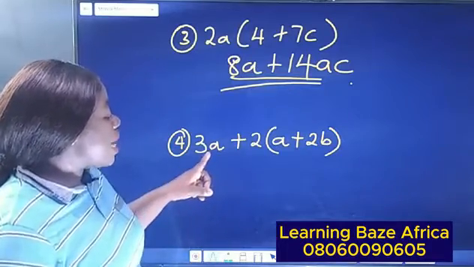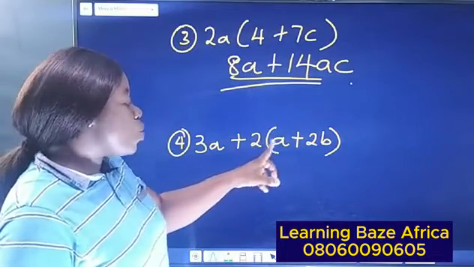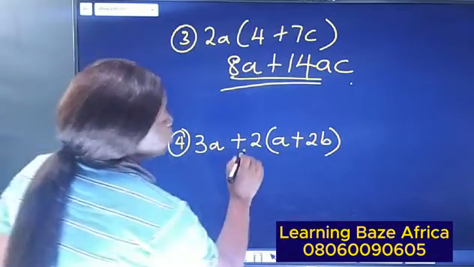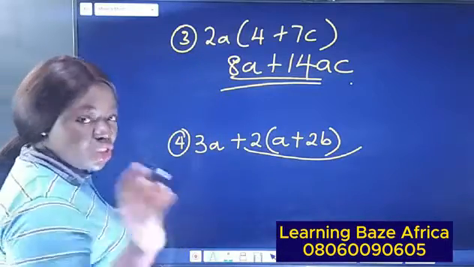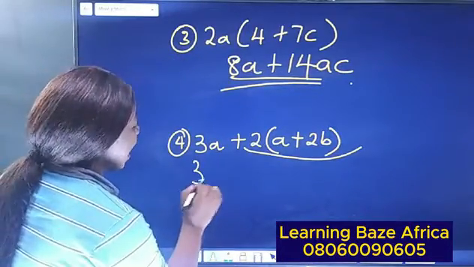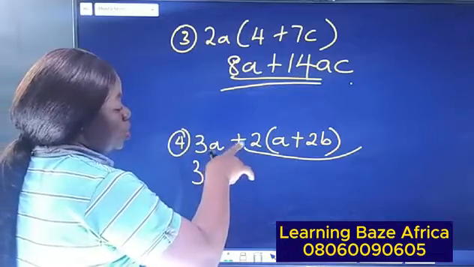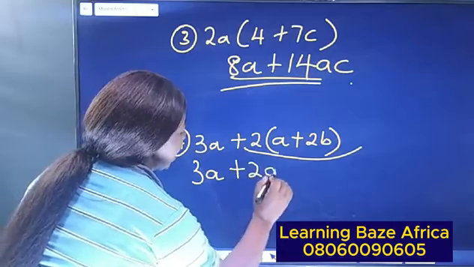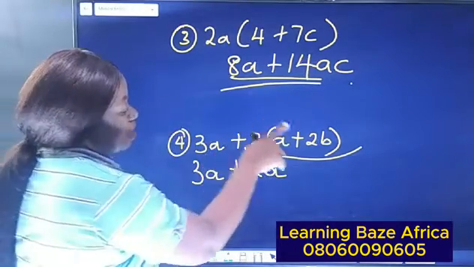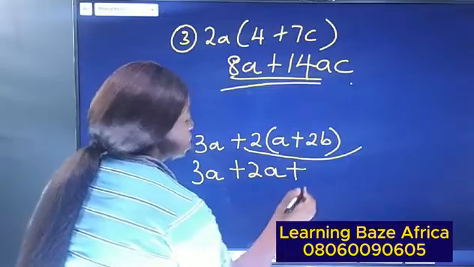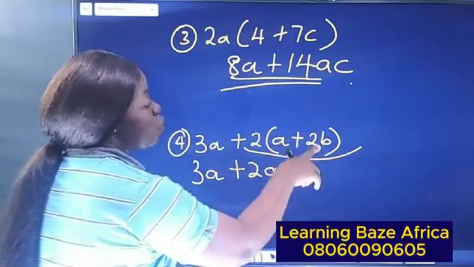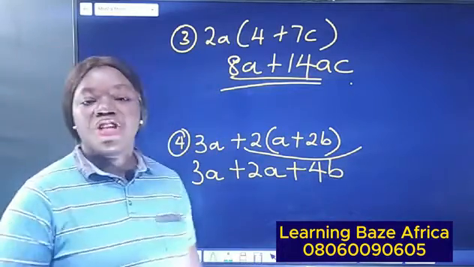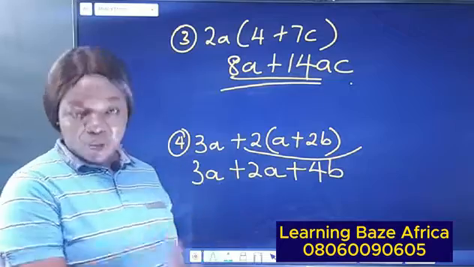Now the next one is 3a plus 2 into brackets a plus 2b close brackets. Now we are going to expand this expression. So pay attention. So we have 3a plus 2 times a. That will be plus 2a. Plus times plus is plus, okay? 2 times 2b is 4b. So we have just expanded this expression.